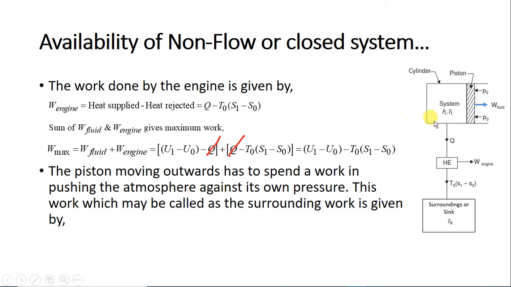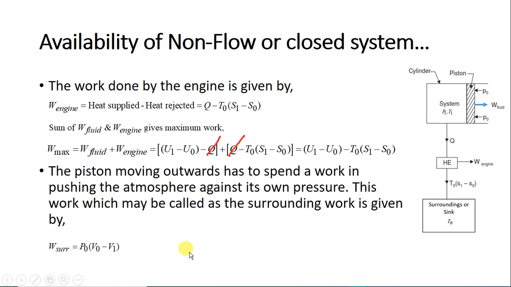Now we will take the concept which I had discussed before. When the piston is moving towards the right, the W fluid has to overcome the pressure of the atmosphere. It is not working in vacuum, so there will be some resistance from the atmospheric pressure. The piston moving outward has to spend work in pushing the atmosphere against its own pressure. This work, which may be called the surrounding work, is opposed by the atmospheric pressure. So the surrounding work is P0 (V0 minus V1), like PdV.